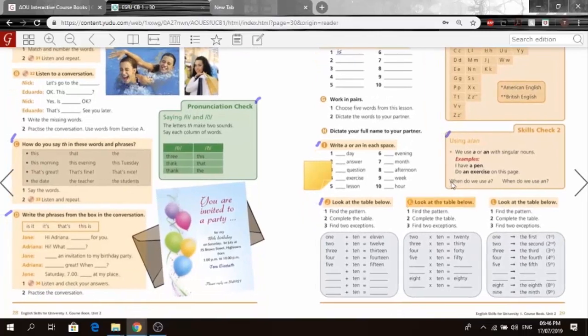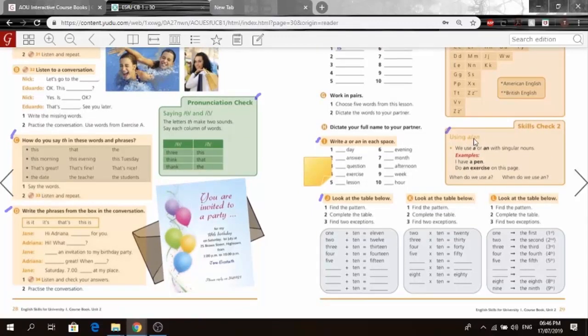Now, this is important now. Please focus with me. Let's go to skills check 2 here. So using a and an, okay? So we use a or an with singular nouns, okay? So examples, I have a pen, or do an exercise on this page, okay? When do we use a and when do we use an?